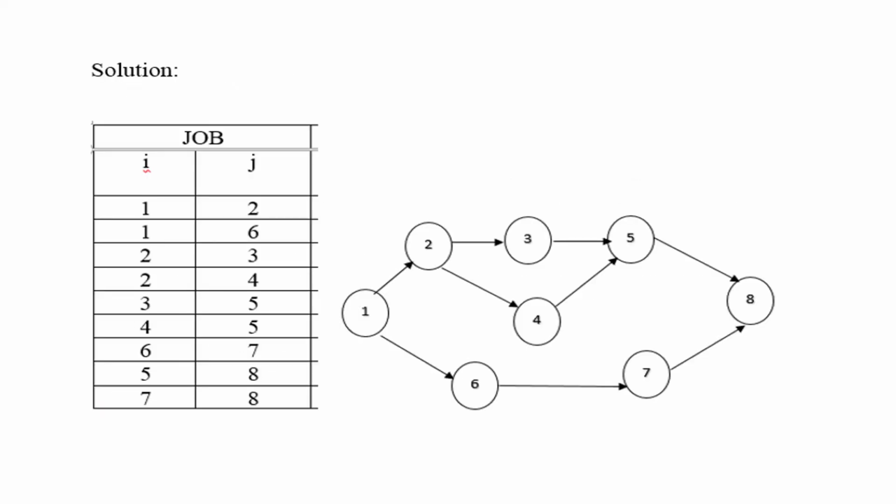Now come to the solution. This is a part of the table with which we are going to draw the network diagram. Right. So 1 and 2 are being connected. That is first node and second node. So 1 to 2, and then 1 and 6, 2, 3. We know how to draw the network diagram. So this is the network diagram which we are getting for this set of values.